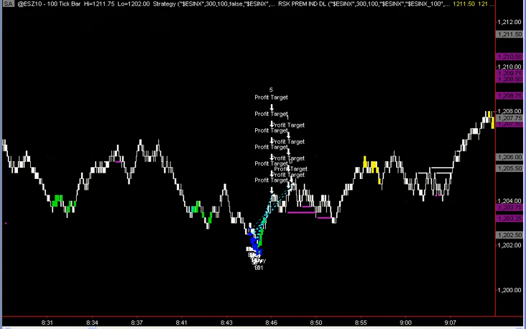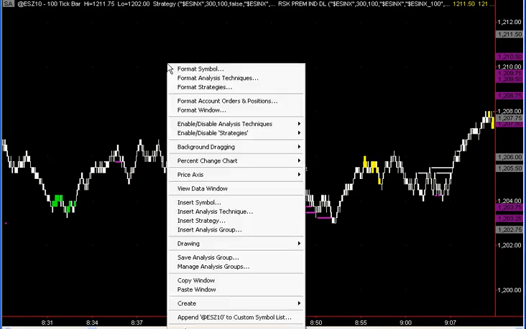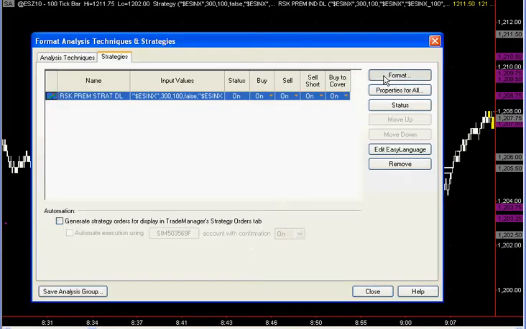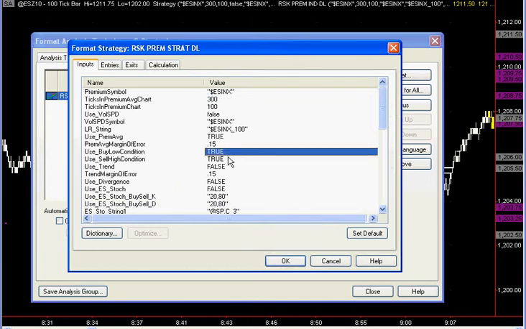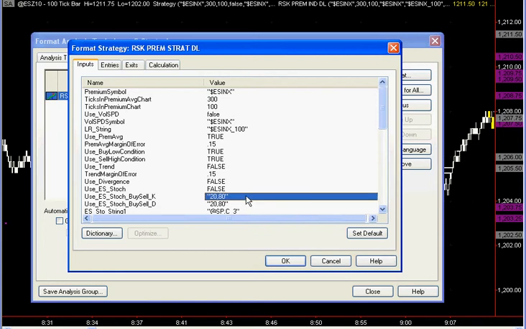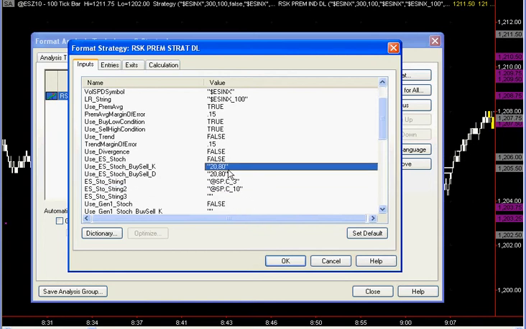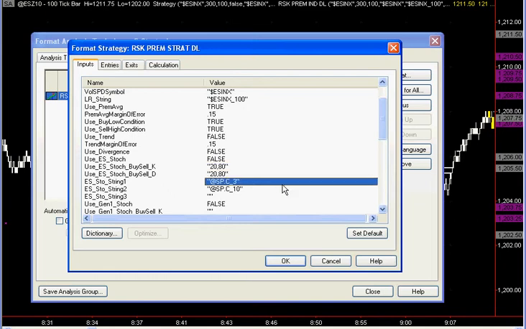All times on the chart are Central Standard Time, and today this video is focusing on the pivot strategy. Our pivot strategy settings do not change during the day. Here they are, and in this case we're using an overbought, oversold zone of 20 and 80 on an SPC 3 and an SPC 10.